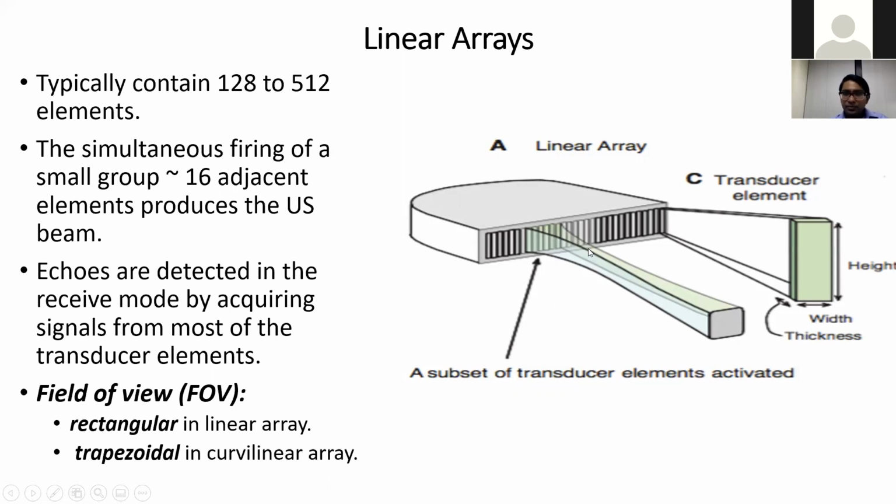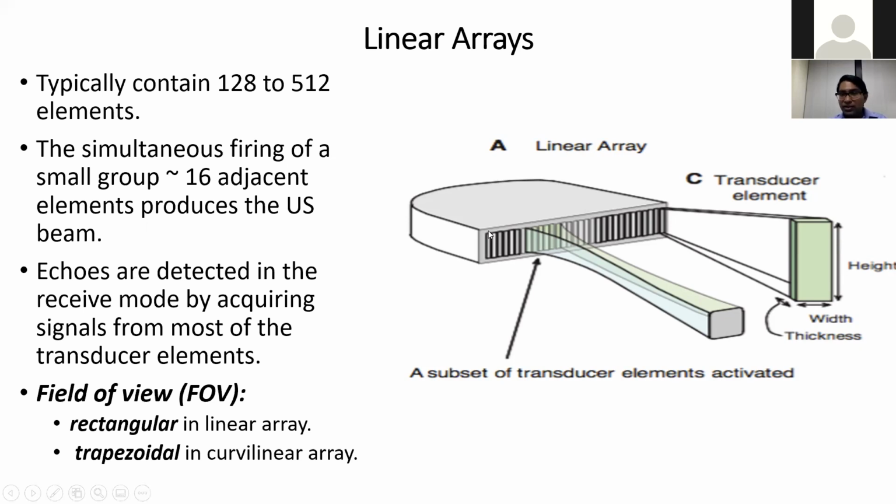Once this transmitted beam travels into the medium, some of that will get reflected back and received by the same transducer. Once it has switched from transmit mode to receive mode, it will receive these echoes, and then these echoes will be used to generate an image.